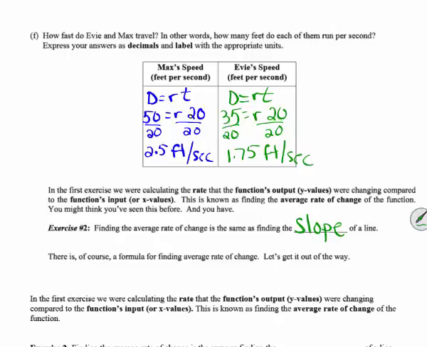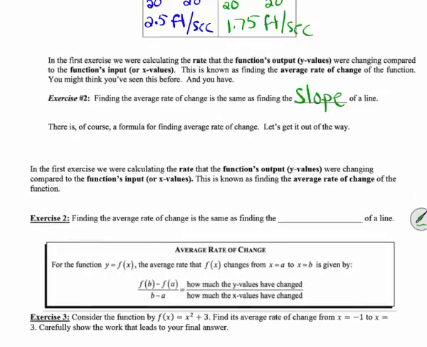So, our formula, which I did talk about a little bit before. Our formula to finding the slope of a line, right? This looks a little bit weird here. It's f of b minus f of a over b minus a: how much the y values have changed divided by how much the x values have changed. Remember, y values are your outputs and x values are your inputs.